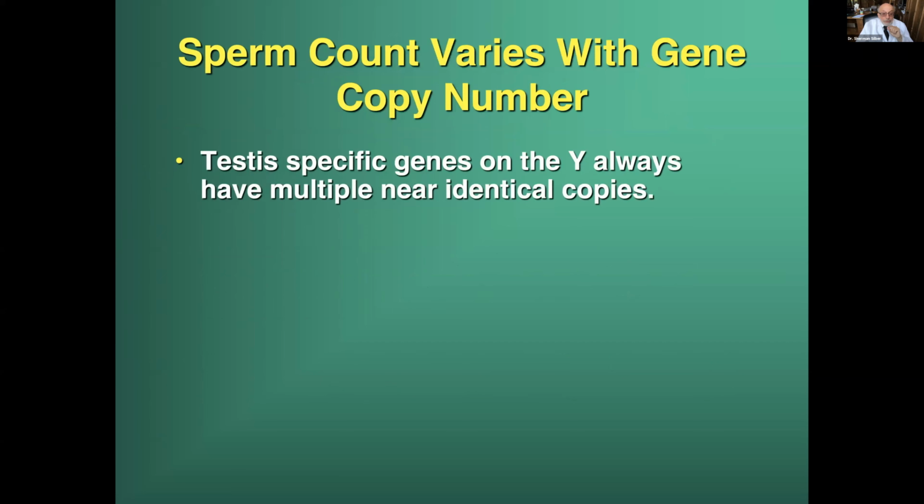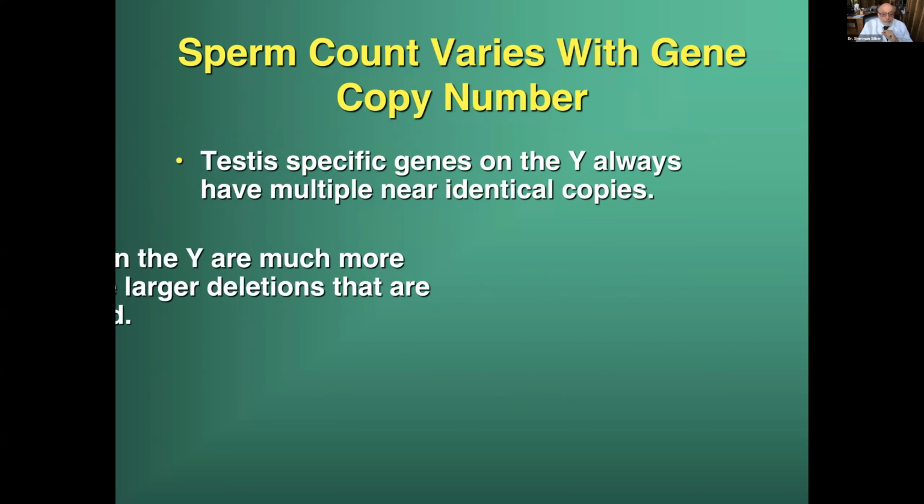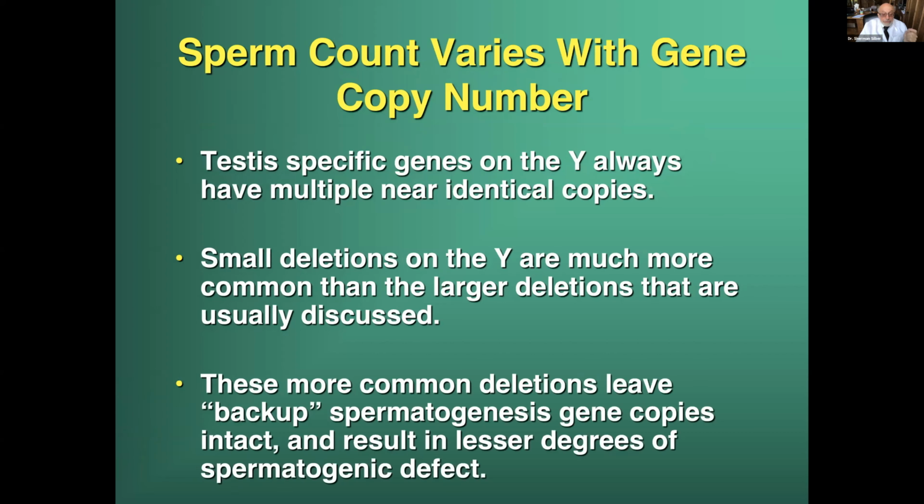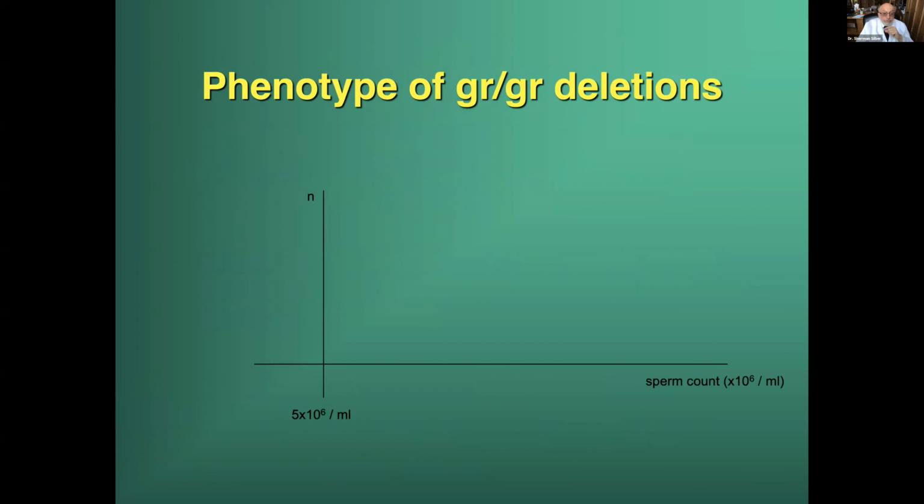Sperm count varies with gene copy number, and testis-specific genes on the Y always have multiple near-identical copies. Small deletions are more common than larger deletions, and that makes sense. And these more common deletions leave backup spermatogenesis genes that result in lesser degrees of spermatogenic defect.